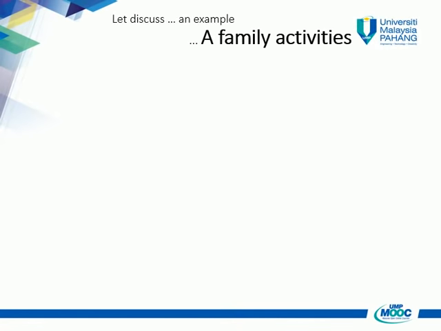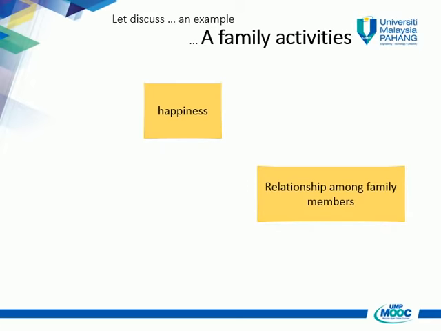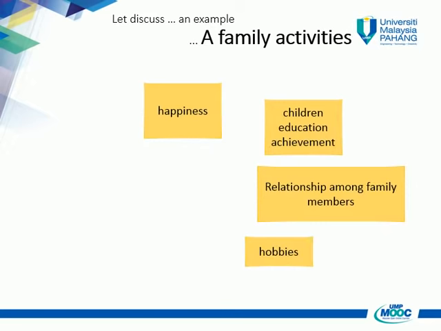Let's discuss by giving an example that relates to family daily activities. It starts with the relationship among the family members. It involves parents and children. The most important element of the relationship is happiness among the family members. The main responsibility of the parents is their child's education achievement, either excellent, average or facing any problems. Besides that, parents also must consider their children's hobbies.